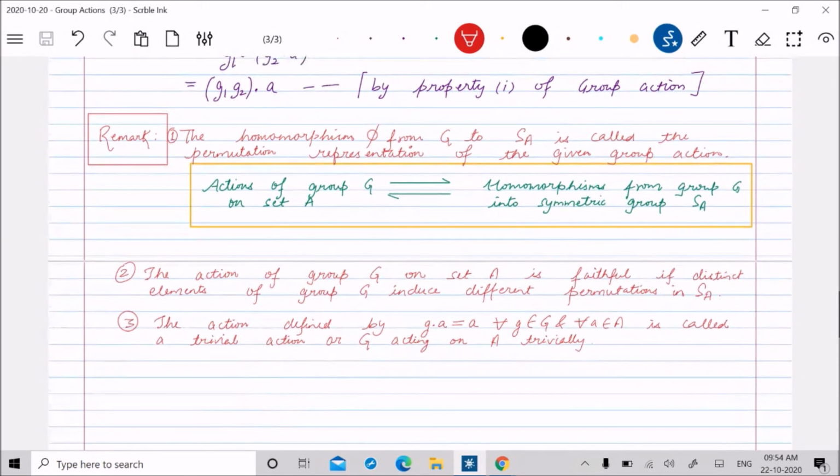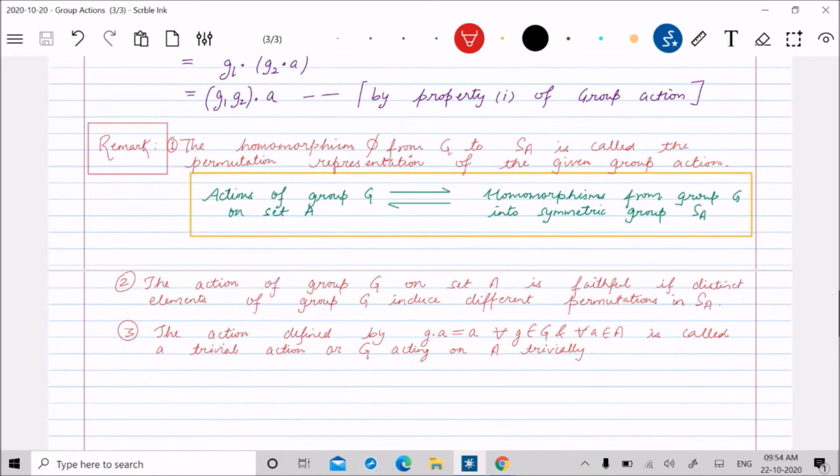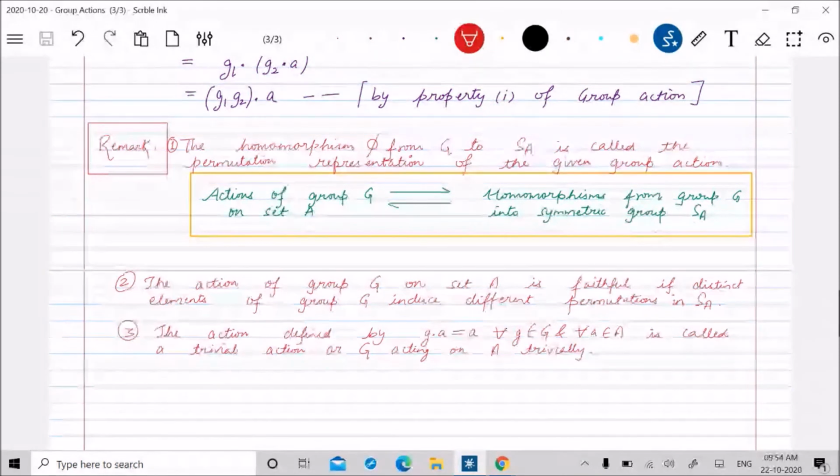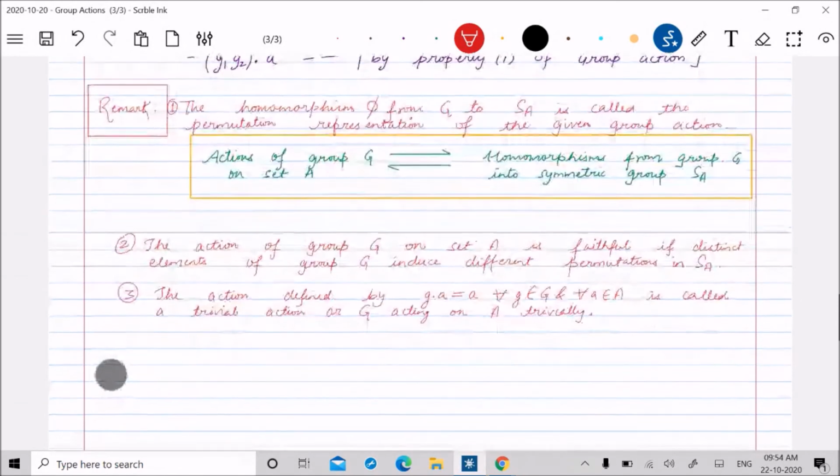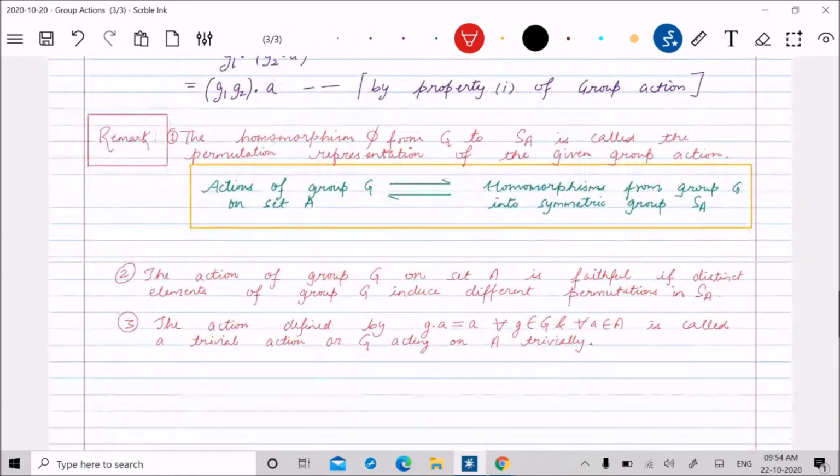Then it's called trivial action. And what should I prove now? Trivial action. Okay, that's fine. How does a trivial action, what does a trivial action look like?